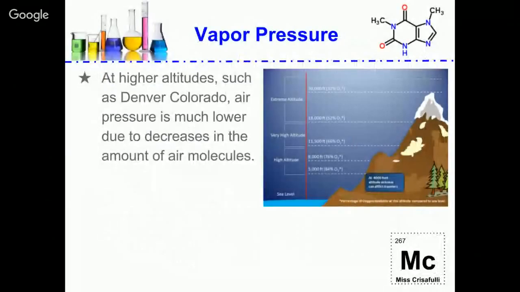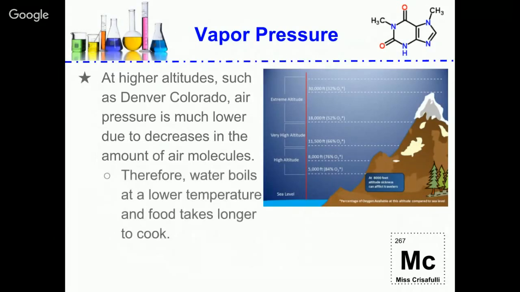So at higher altitudes, such as Denver, Colorado, the air pressure is much lower due to decreases in the amount of air molecules. So therefore, the water will boil at a lower temperature, and so food will take longer to cook if you're at a higher altitude. At low altitudes, the opposite is true.